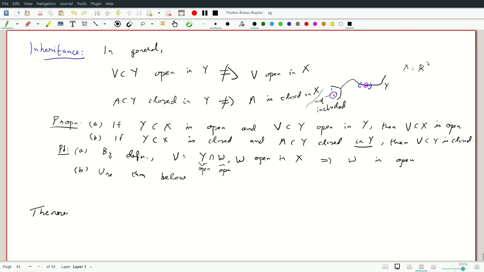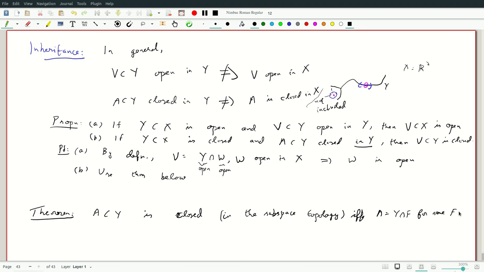Theorem: A contained in Y is closed in the subspace topology if and only if A equals Y intersection F for some F contained in X closed. So just as we get open sets from open sets, we get closed sets from closed sets.